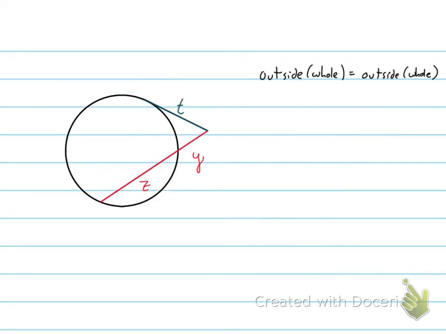Our last situation I'm drawing out here, so I have a segment T, and then I have another segment, and I'm going to label it Z and Y. It's still going to follow the same pattern of outside times whole equals outside times the whole thing. It's just now when I look at this segment T here, the outside and the whole thing are the same. So I'm really just doing T times T equals Y times the whole thing. So I could just write that as T squared.